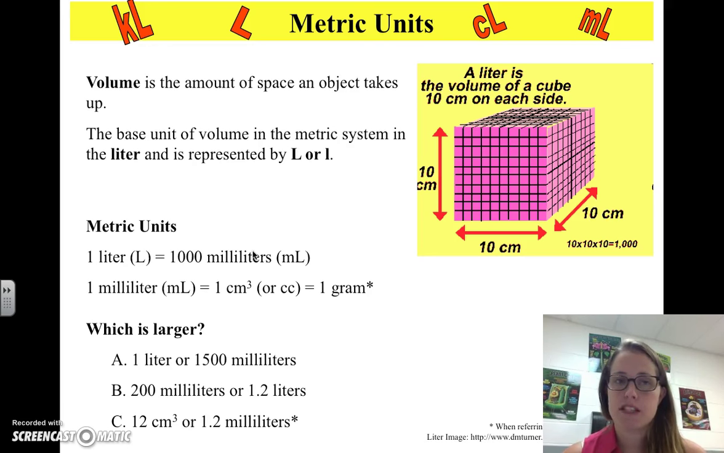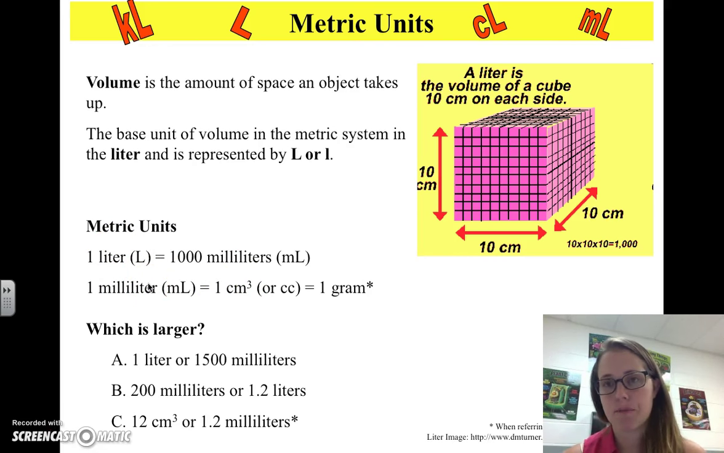We know that volume is the amount of space that an object takes up, and we know that the base unit in the metric system is liter, and it is either represented by a big L or a little l. Doesn't matter. The metric units. So these are just some common conversions. We know 1 liter equals 1,000 milliliters.